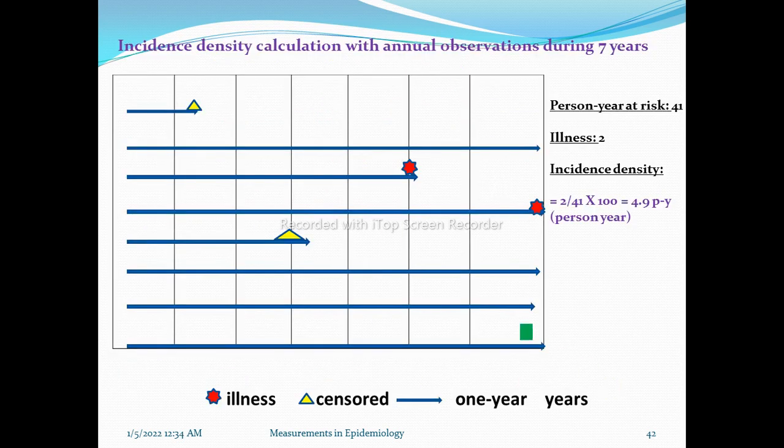The other example is the incidence density calculation with annual observation during 7 years of follow-up. The person-years at risk is 41. So 1, 2, 3, 4, 41 individuals at risk. By the way, this sign is illness, this sign is illness. So two individuals have illness, and this one is censored. So this is a censored individual, this is illness.